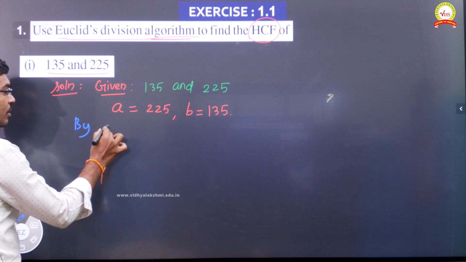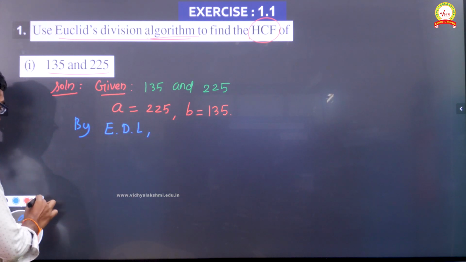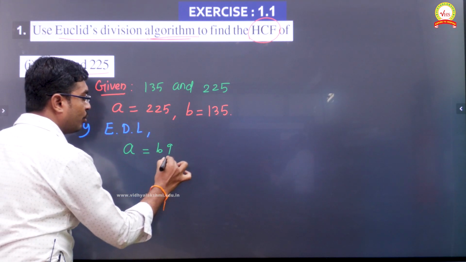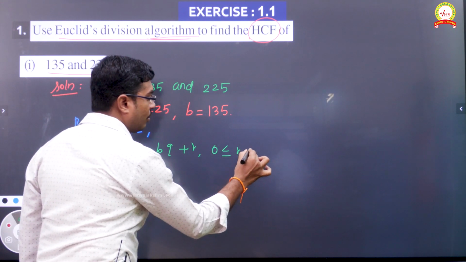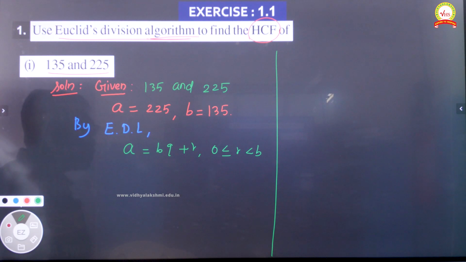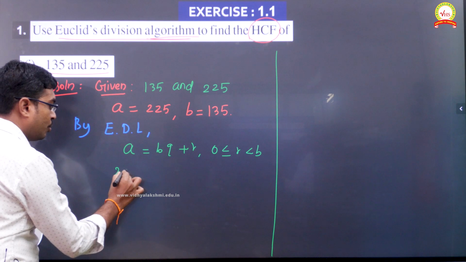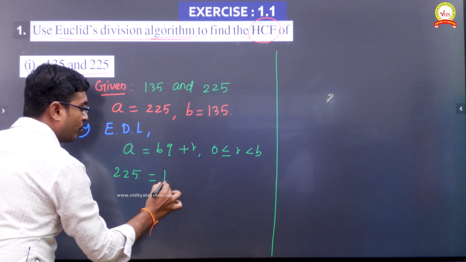By using Euclid division lemma. So what is the formula? A equal to BQ plus R, 0 less than or equal to R less than B. Yes or no? Okay. I am going to apply the lemma. What is the value of A? 225 equal to, what is the value of B? 135.